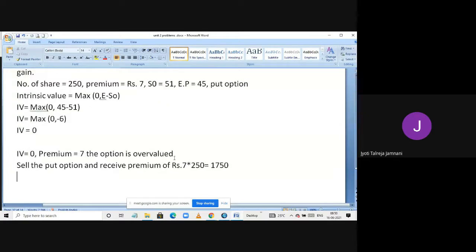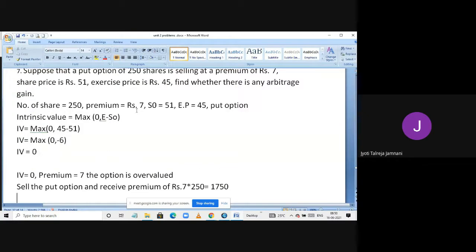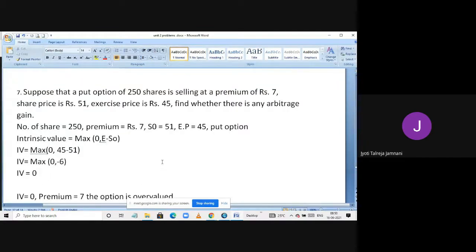Okay, let us understand one more logic. Suppose I have sold this put option to Shubham. Now Shubham has the right to sell. So will Shubham sell it to me in the option for 45 rupees? That is the exercise price of the option, 45 rupees. Shubham will sell it to me for 45 rupees in the option, or he'll go to the open market and sell it there for 51 rupees. Open market, because Shubham feels that there is profit in the open market.